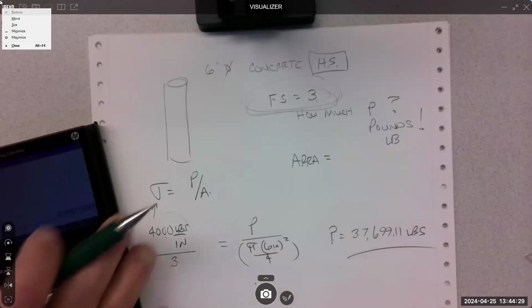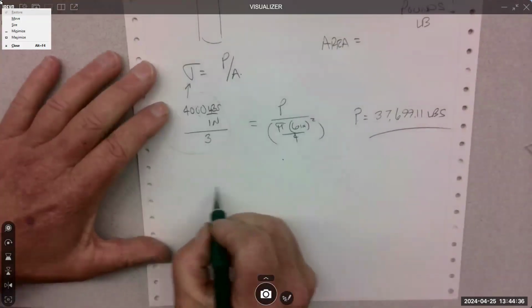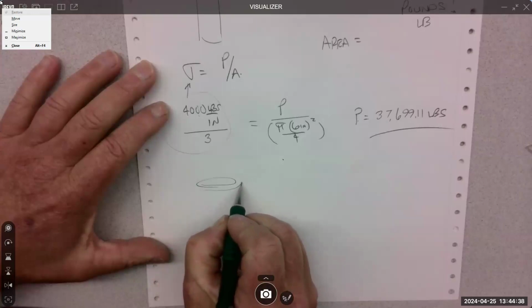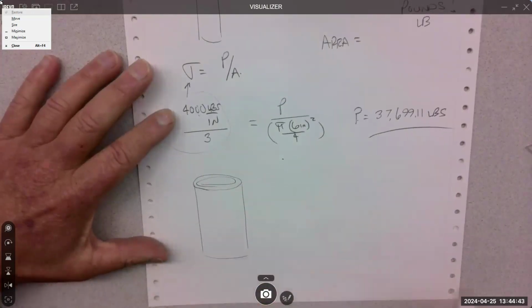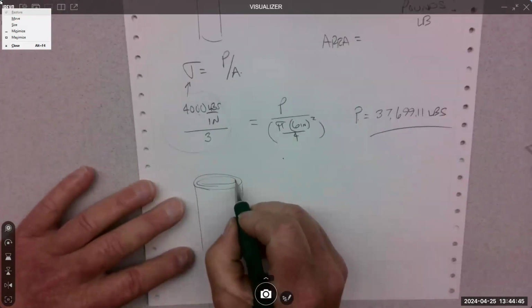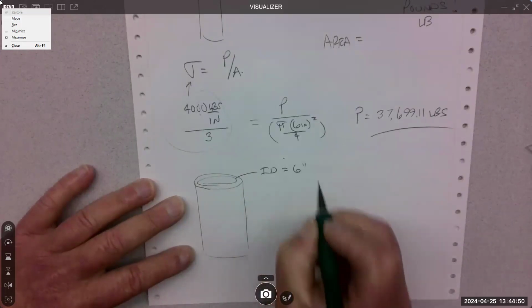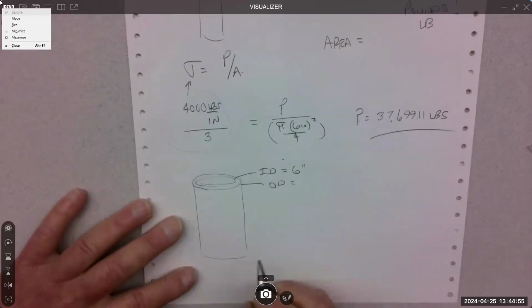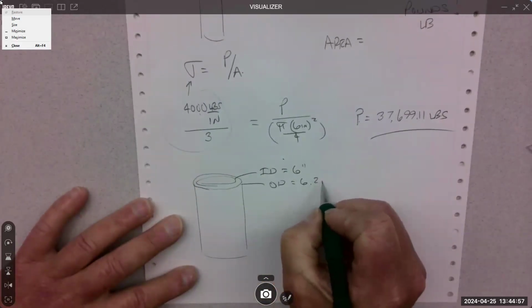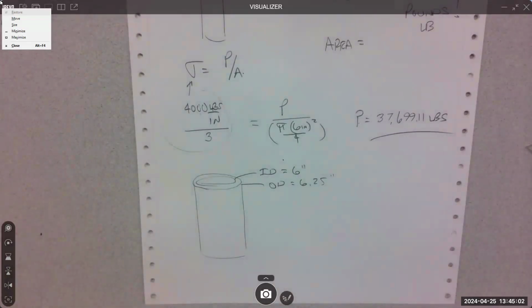All right, let's do it again, one more time. This time the geometry is a steel pipe, a hollow steel pipe with the ID, inside diameter, of 6 inches and the OD, outside diameter, of 6.25 inches. And it's hollow.